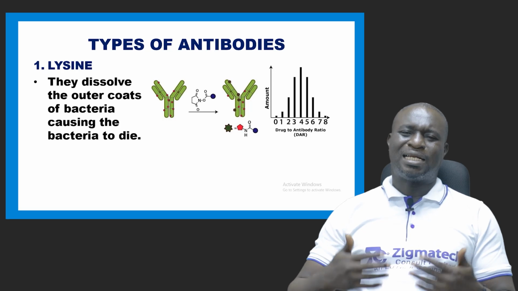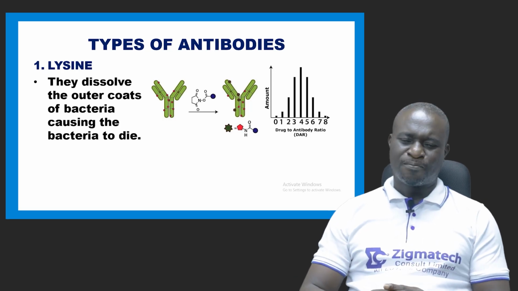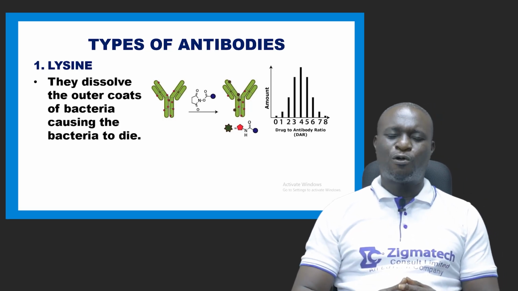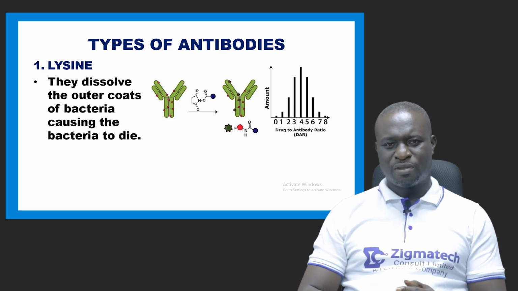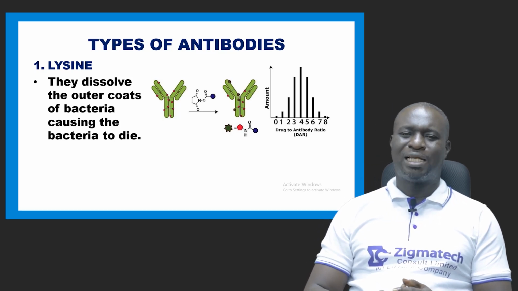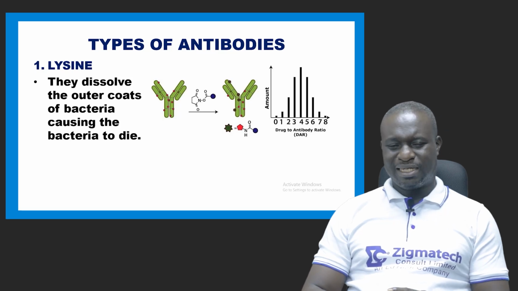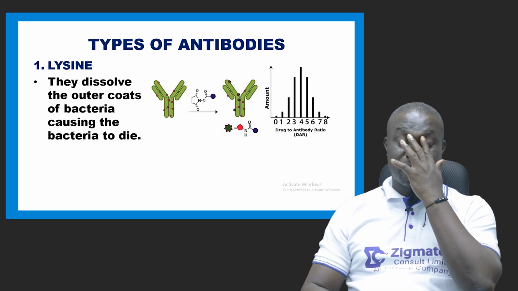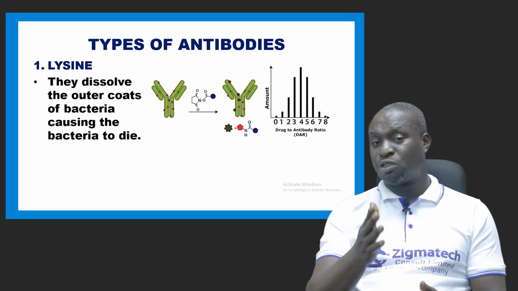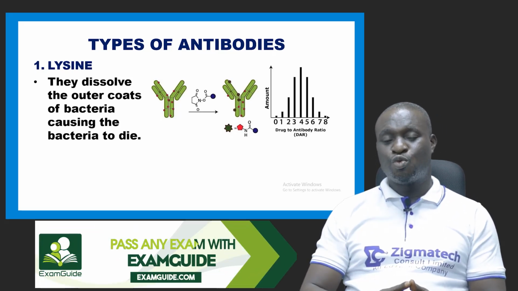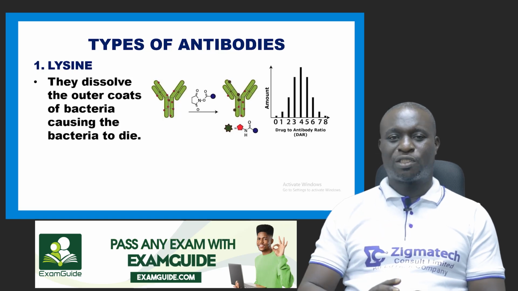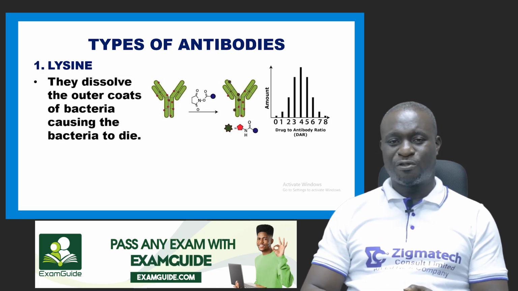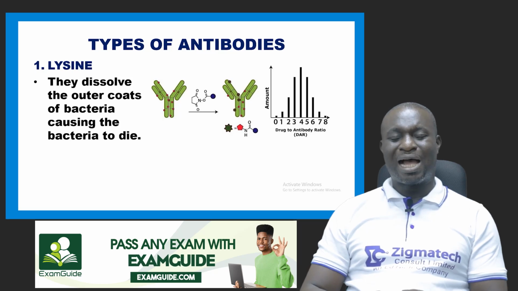Now, what are the types of antibodies? Basically, we have about four different types of antibodies. The first one is what we call the lysin. Lysins dissolve microorganisms. How do they destroy microorganisms? Remember, we talked about two ways through which the white blood cells destroy microorganisms. One is by engulfing. Number two is by producing antibodies.